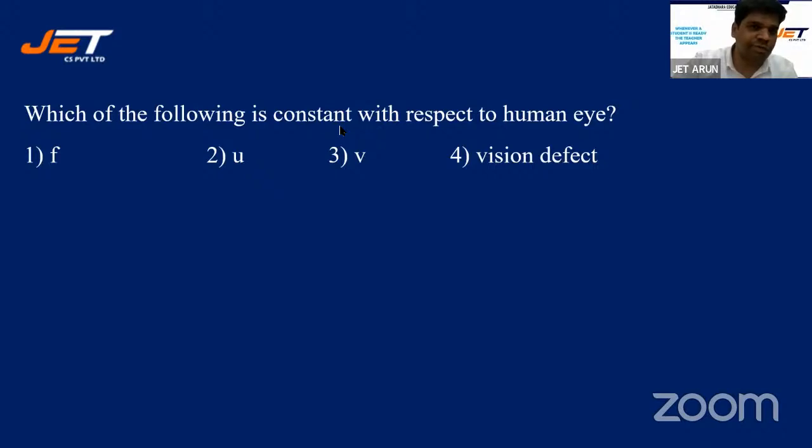V, U, F. Is F constant? Is image distance constant? Object distance constant? Or vision defect? That doesn't make sense. So it's F, U, or V. Is focal length constant, students? With respect to human eye, it changes between 2.27 centimeters to 2.5 centimeters, right?